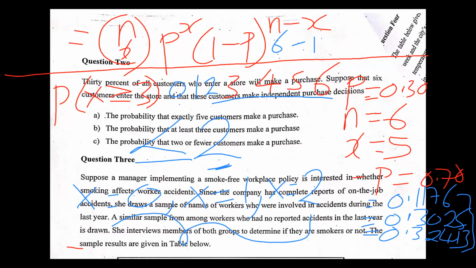On that, we found the probability for 0, right? For 0, it was this one. For 1, it was this one. And for 2, it was that. Isn't it? Then we just add them together.